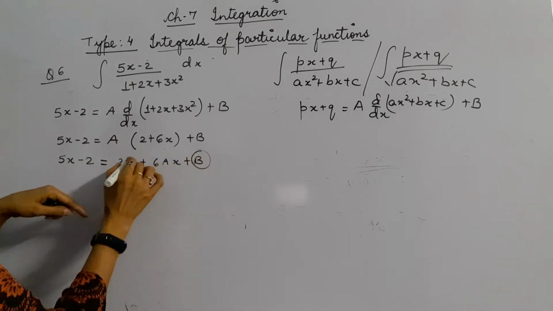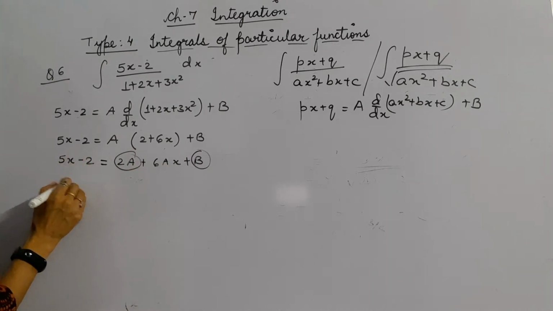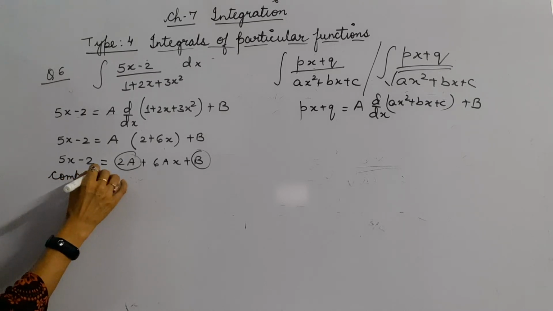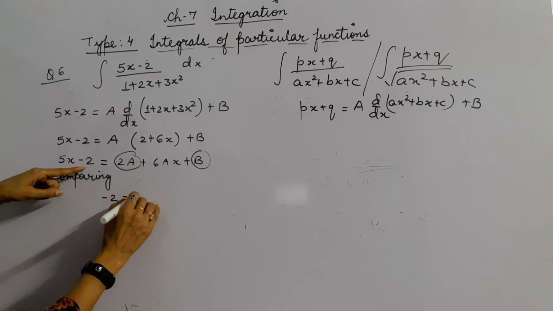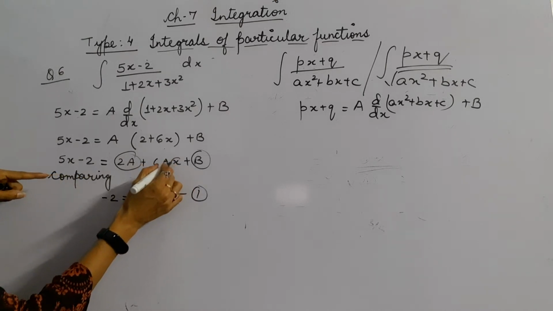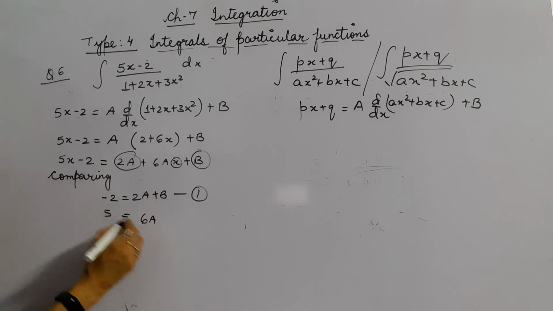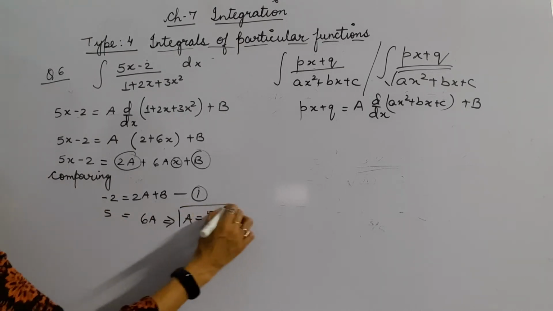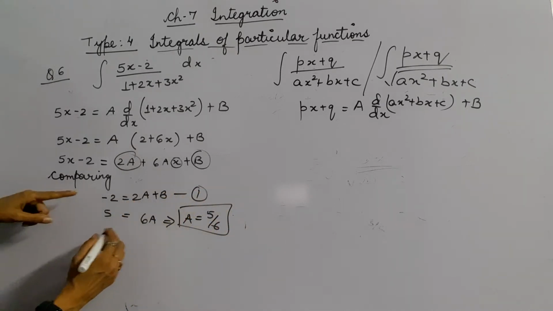So these two are constant terms. I am comparing the coefficient of x and the constant terms. On comparing the constants, minus 2 equals 2a plus b, which is the first equation. The coefficient of x here is 6a, and here it is just 5. That means the value of a comes out to be 5 by 6, and I will put this value in equation 1 and calculate the value of b.